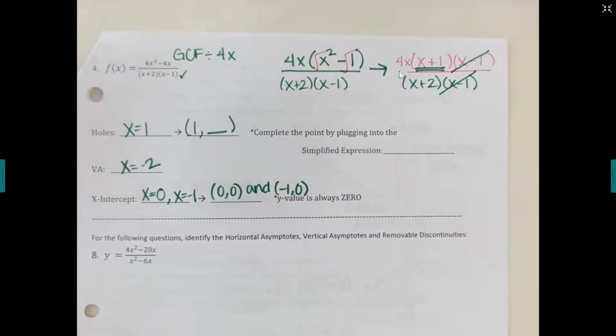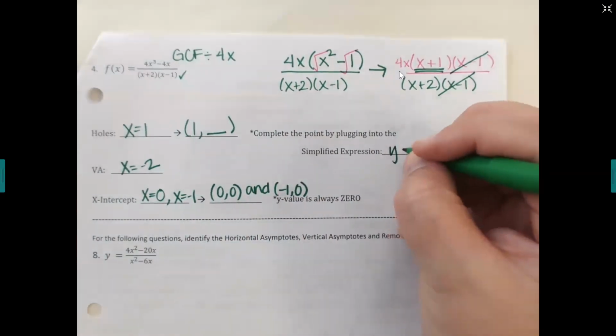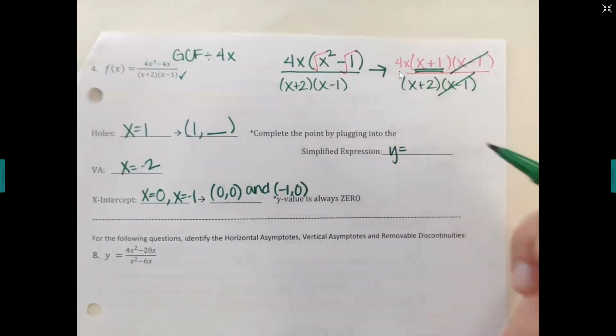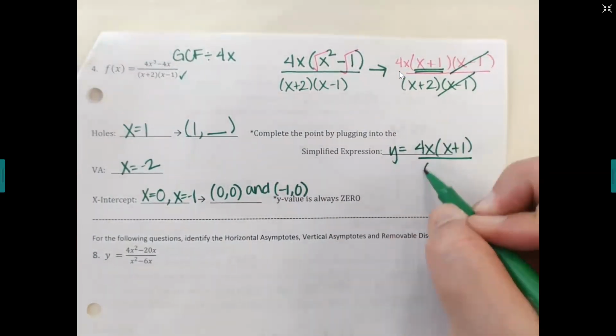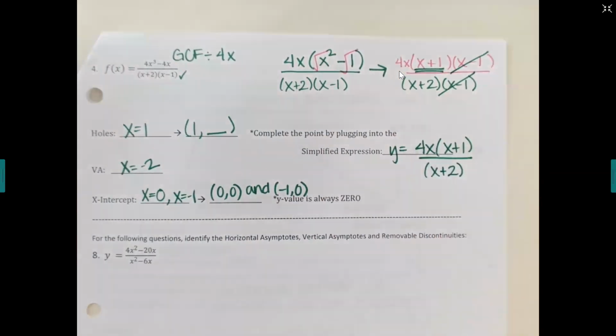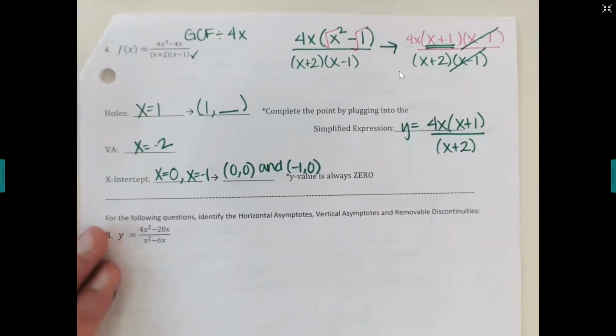And remember, when you're scanning through that chart, you should be able to see 2 different zeros in your table. Okay, from there, simplified expression to find our y value, y equals. On top, I had a 4x and an x plus 1. And then on bottom, we had an x plus 2. Go ahead and type that in. We're looking for 1's partner.